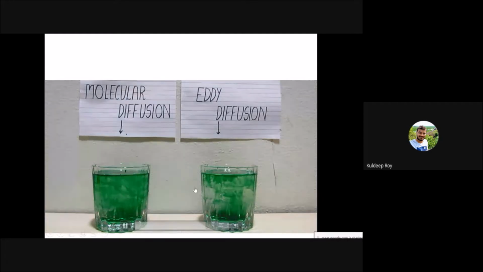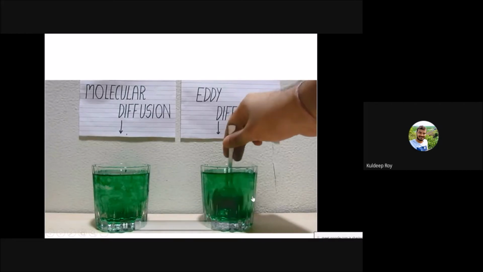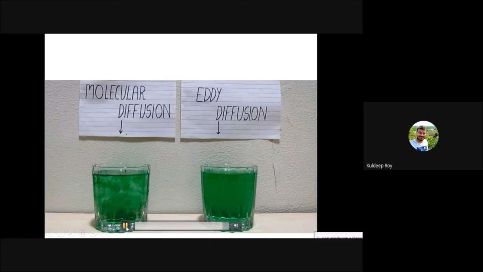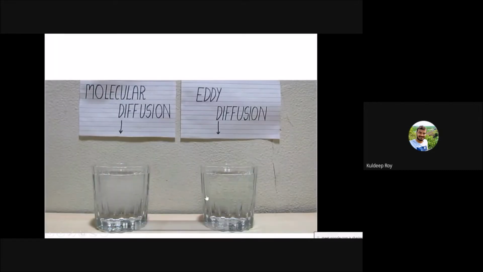Then what you have to do, you have to stir with any kind of magnetic stirrer, or you can see by using a spoon he is mixing. So this is called eddy diffusion. Okay, have you got the point? This mechanism is called eddy diffusion. By applying any kind of external source of energy, you are mixing.